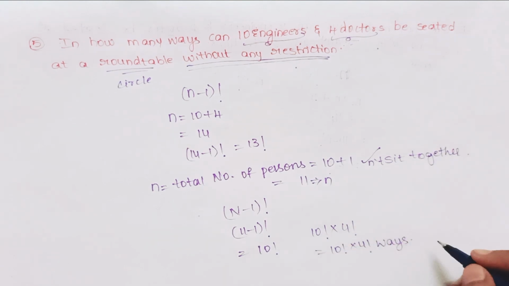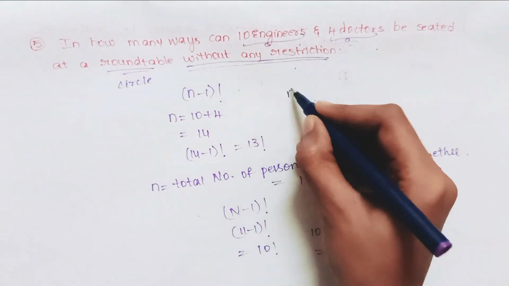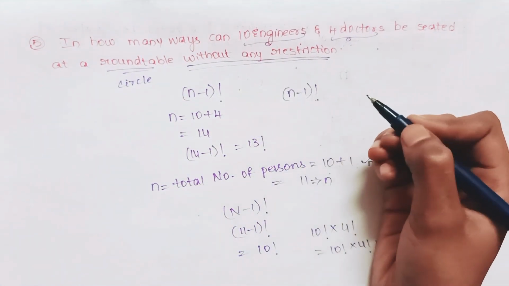Use it in this form, and you can easily solve this. When they say without any restrictions, use this formula (n minus 1) factorial.